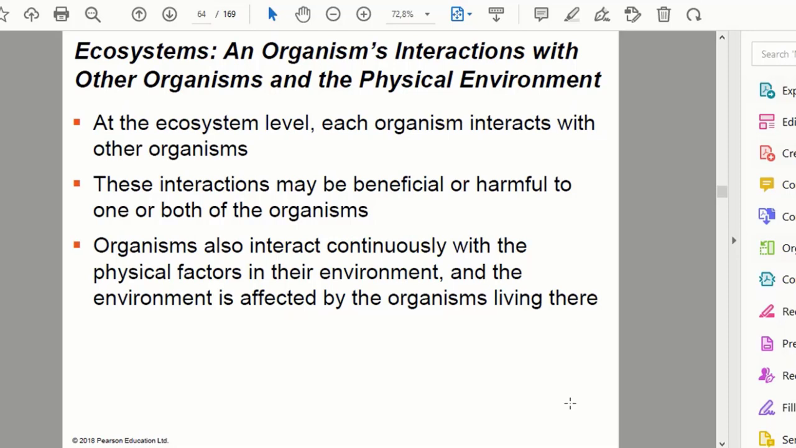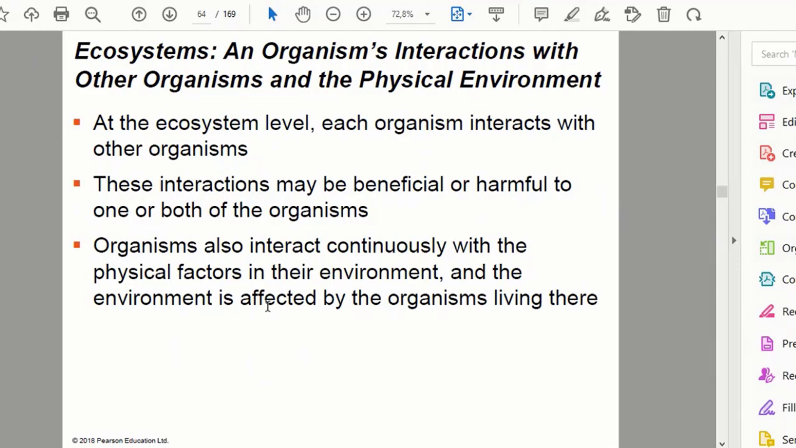So at the ecosystem level, somewhere they will ask you what is an ecosystem. Each organism interacts with other organisms. That's on the ecosystem level. So this interaction may be beneficial or harmful to one or both organisms. You know where we are going with this. And organisms also interact continuously with physical factors in the environment, and the living environment, which is affected by the living things which are there.